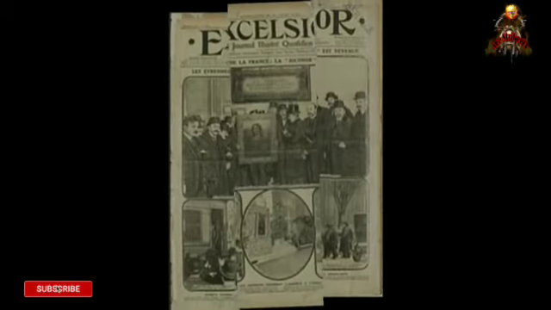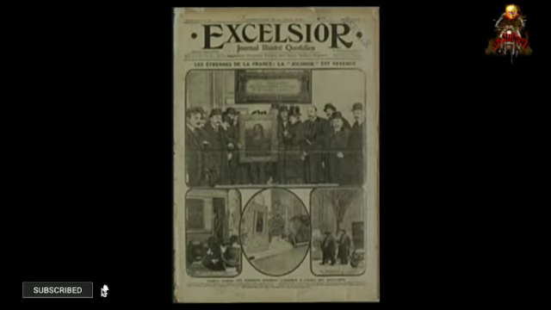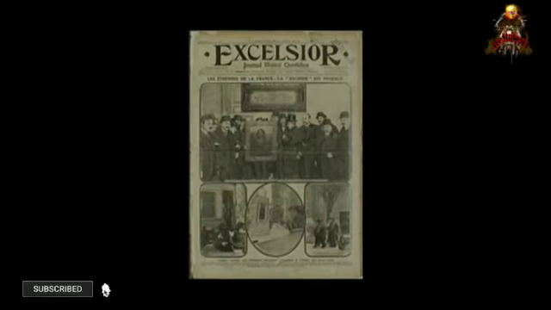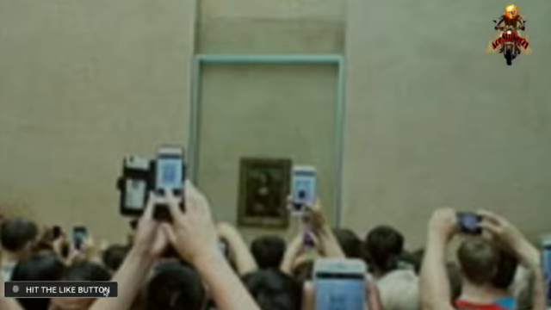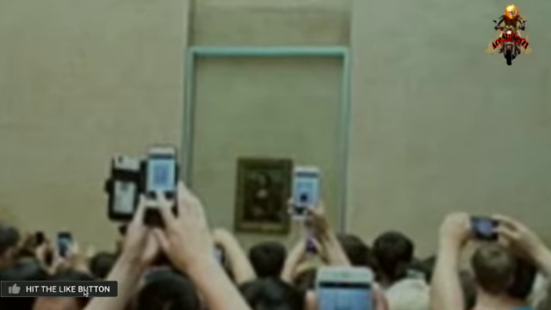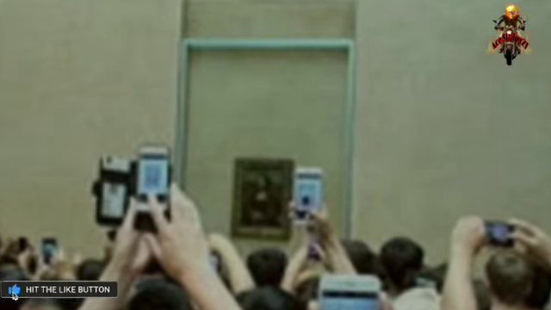At some point in the 16th century, a varnish was applied to the painting. It was kept at the Palace of Fontainebleau until Louis XIV moved it to the Palace of Versailles, where it remained until the French Revolution in 1797. It went on permanent display at the Louvre.